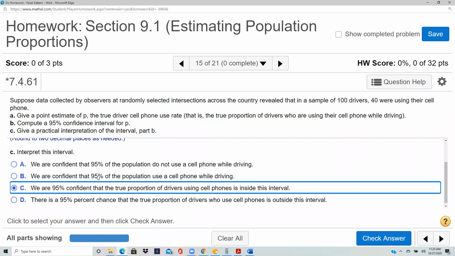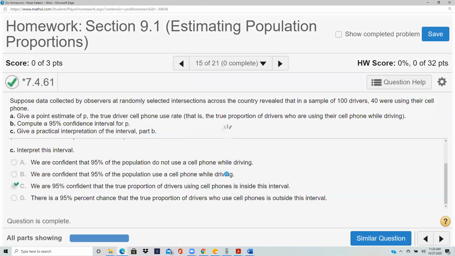Let's look at the other ones. We are confident that 95%, no, we are 95% confident. In fact, this is the only one which is even starting out correctly. Because a 95% confidence interval means that we are 95% confident, and this is the only one which even has the correct grammar to it.